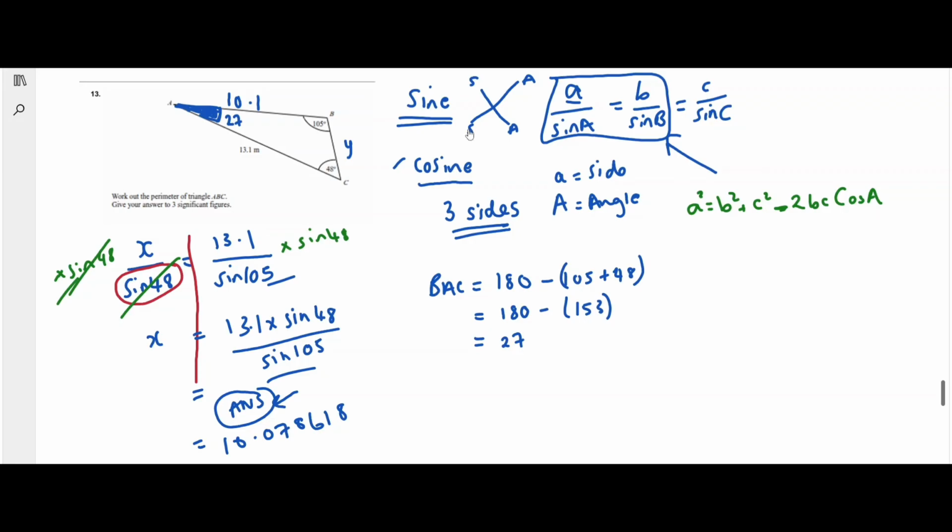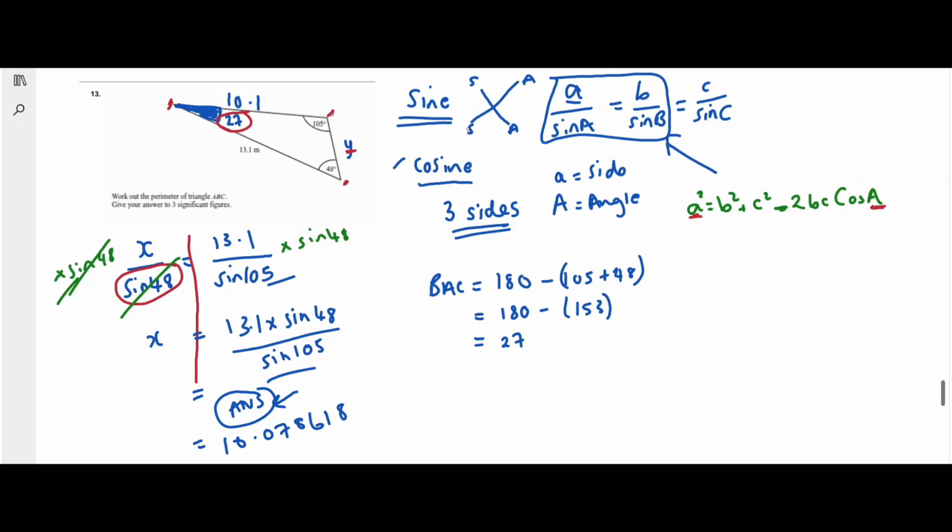Just to say again, ignore the letters on the triangle. They are irrelevant in my formula. They are only relevant when labelling sides and angles. So little a has to be the side that I'm trying to find. So that's got to be my y. Therefore, big A has to be the angle opposite it, which has to be your 27. And then B and C can be either way around. It doesn't make any difference whatsoever.